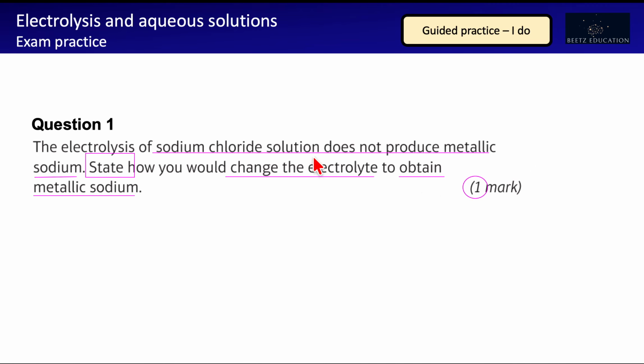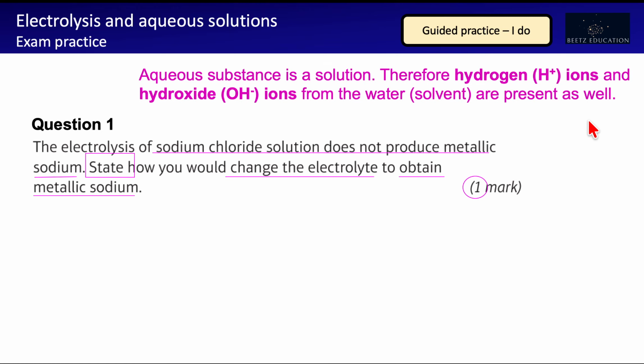Now, a solution, or an aqueous solution, contains hydrogen ions and hydroxide ions as well from the water, i.e. the solvent that was used to form the solution. Okay, so clearly solid sodium chloride must have been dissolved in water to form this solution. So, solutions do not always form the product based on the solute. Okay, so in this case, we're told that we're not getting sodium formed, sodium being the cations present, we're probably getting hydrogen instead.